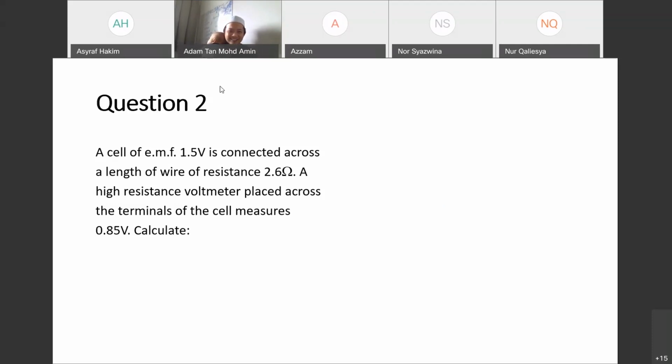Question number 2. You can try this. A cell of EMF 5 volts is connected across a length of wire of resistance 2.6 ohms. A high resistance voltmeter placed across the terminals of the cell measures 0.85 volt. Calculate. Okay, before we calculate, can anyone draw me the circuit for this question?